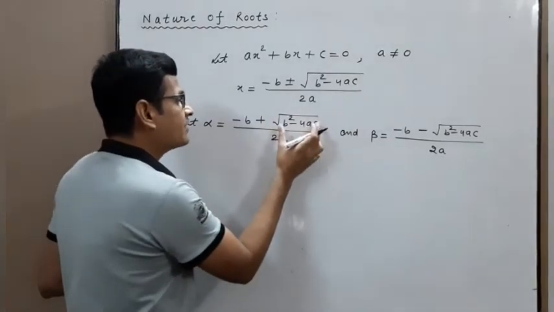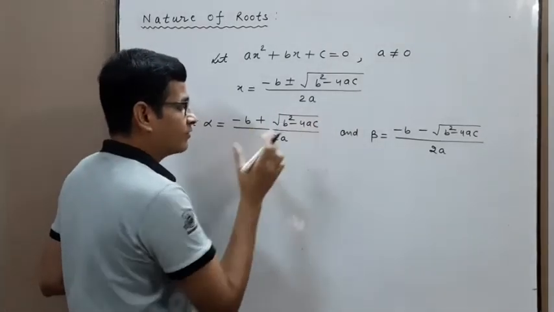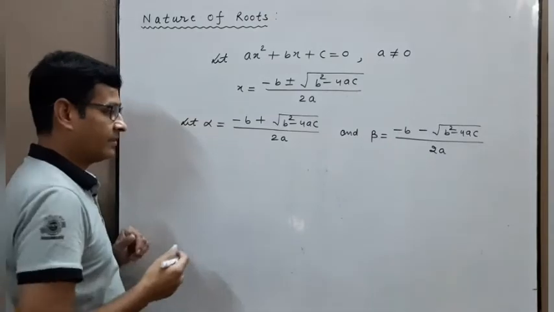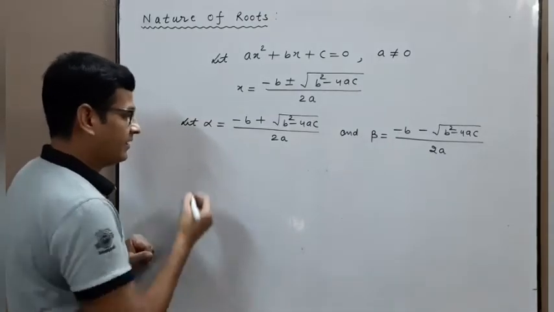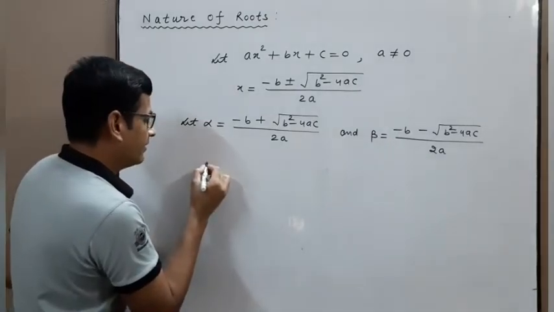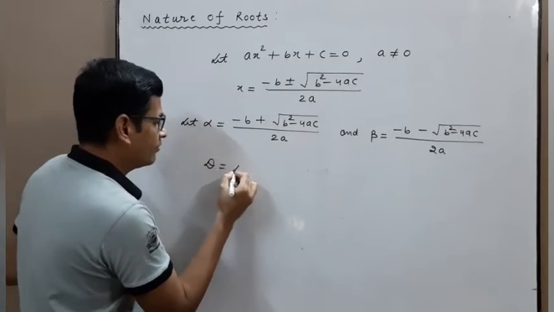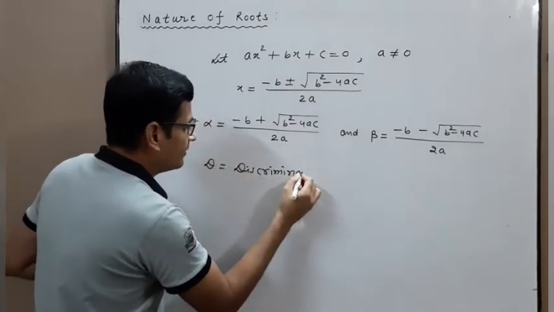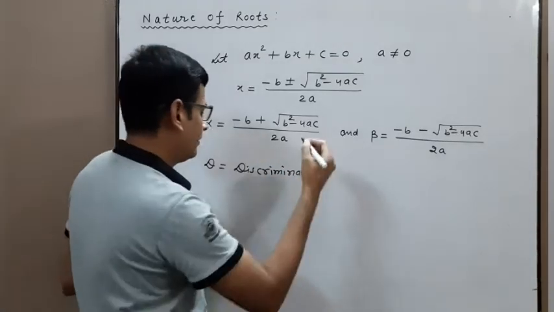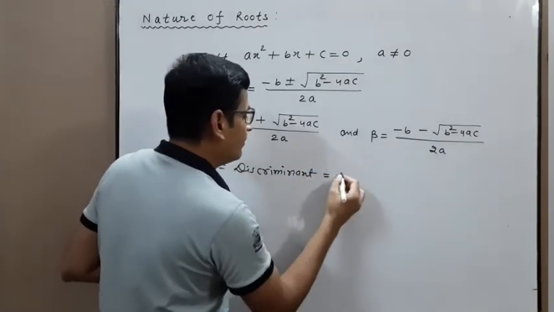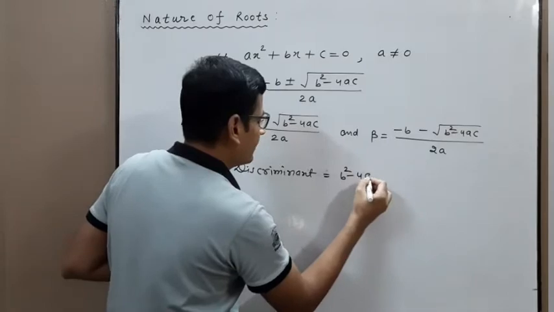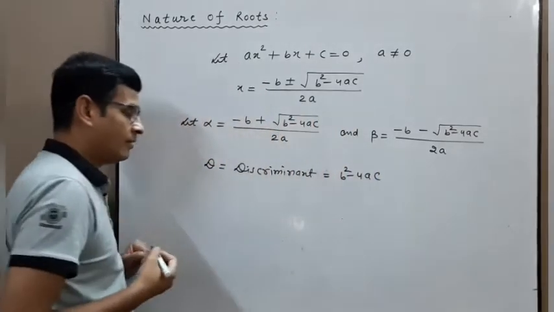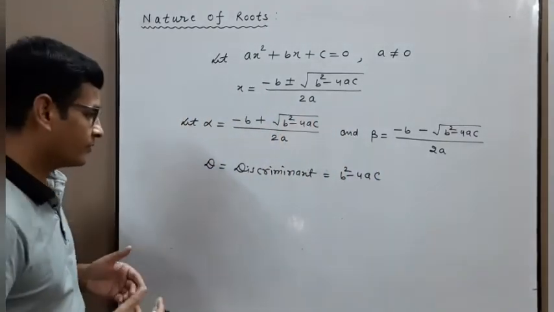This quantity b square minus 4ac is known as the discriminant and is denoted by D. D, the discriminant, is equal to b square minus 4ac. And now we discuss the nature of roots.